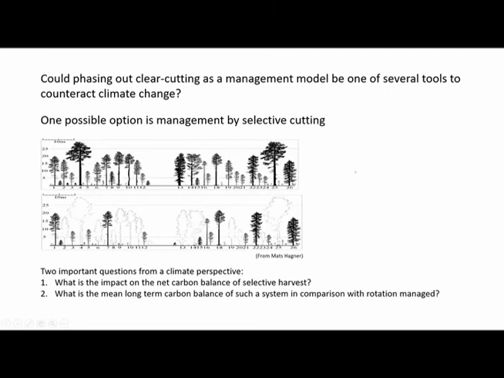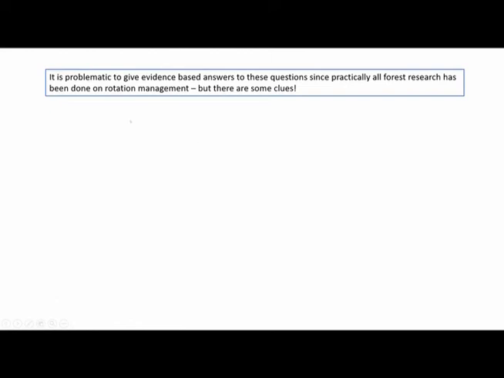So from a climate perspective, we have two important questions with this system. What is the impact on the net carbon balance of selective harvest to compare with the emissions from the clear cut? And what is the mean long-term carbon balance of such a system in comparison with rotation managed ones? This is a bit of a problem because almost all of the research that we have done has been done on the rotation management systems. But there are some clues.